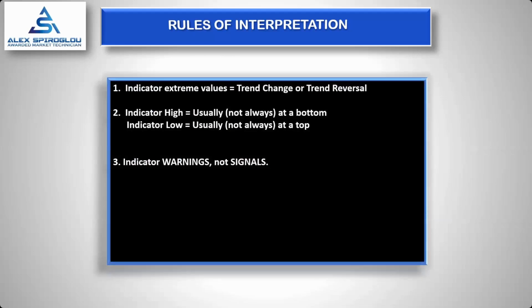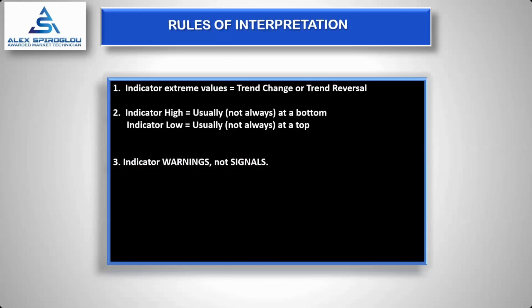Again, here are some useful rules of interpretation. Indicator extreme values signal when trends die, a trend change or a reversal, because you can have either. A reversal means going from up to down. A change means going from up to sideways, or from down to sideways. Usually, but not always, high volatility is at a bottom, and low volatility is at the top.